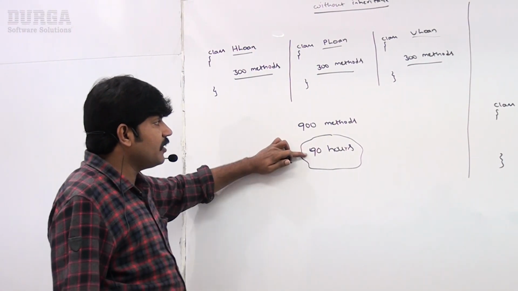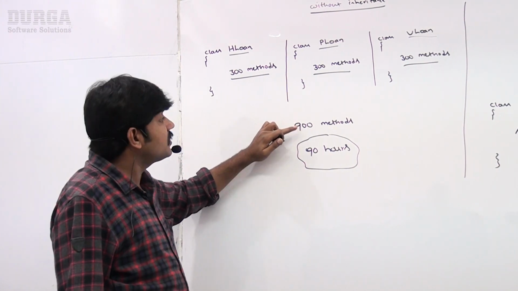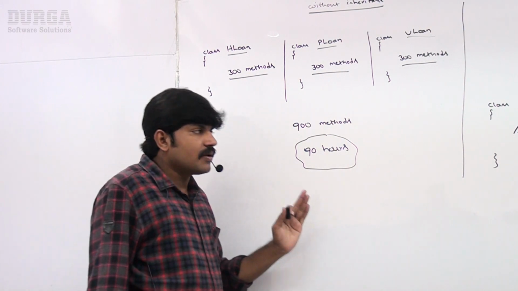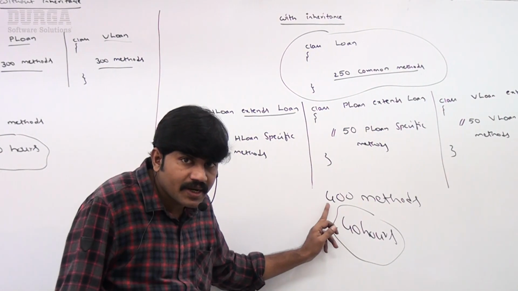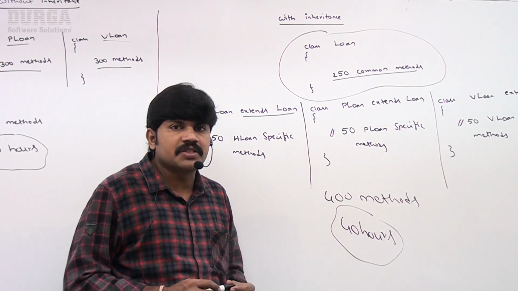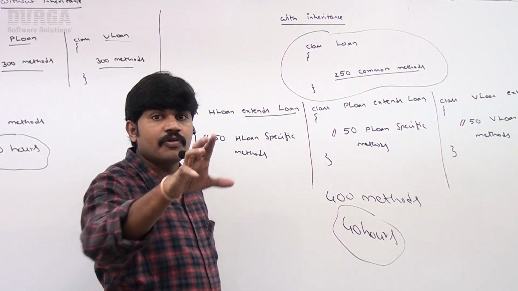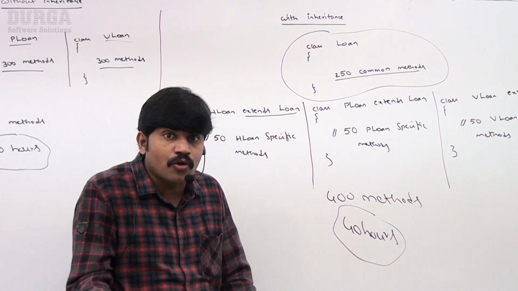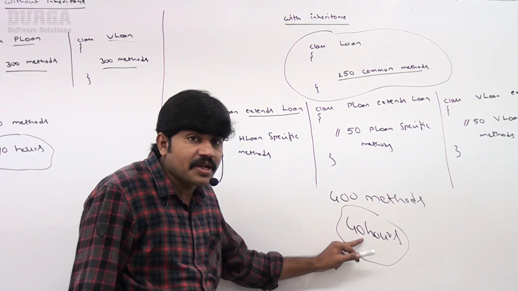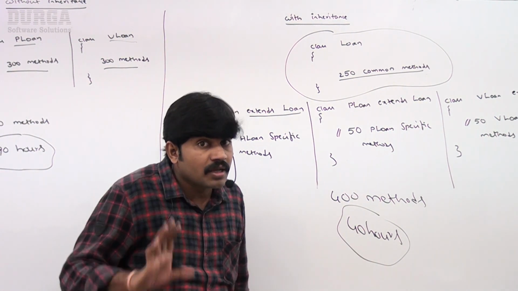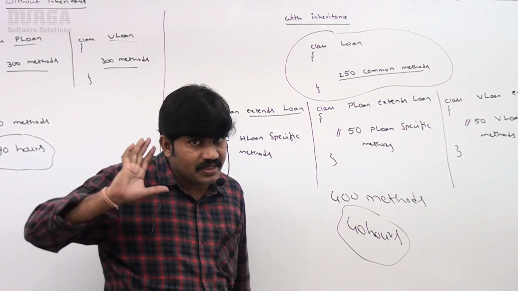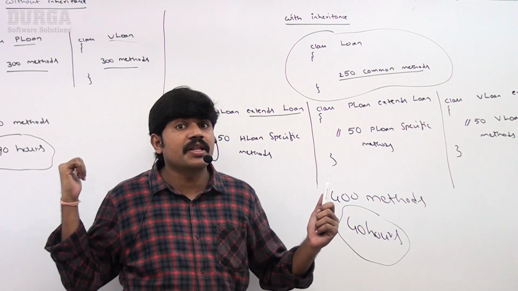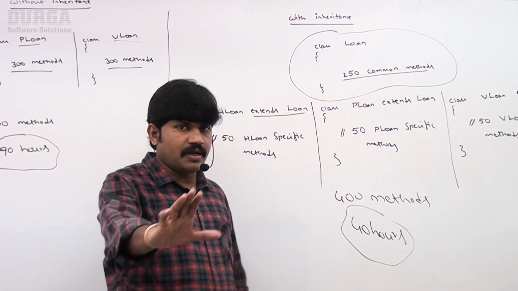How many methods did I write without inheritance? 900 methods I wrote, 90 hours of time I spent. But now with inheritance, only 400 methods and 40 hours of time. That is the power of the inheritance concept. Code reusability, concise code, lesser code, and automatically we are able to reduce development time also. Is it clear for all of you, right? A beautiful case study to understand without inheritance and with inheritance. Observe that, right?